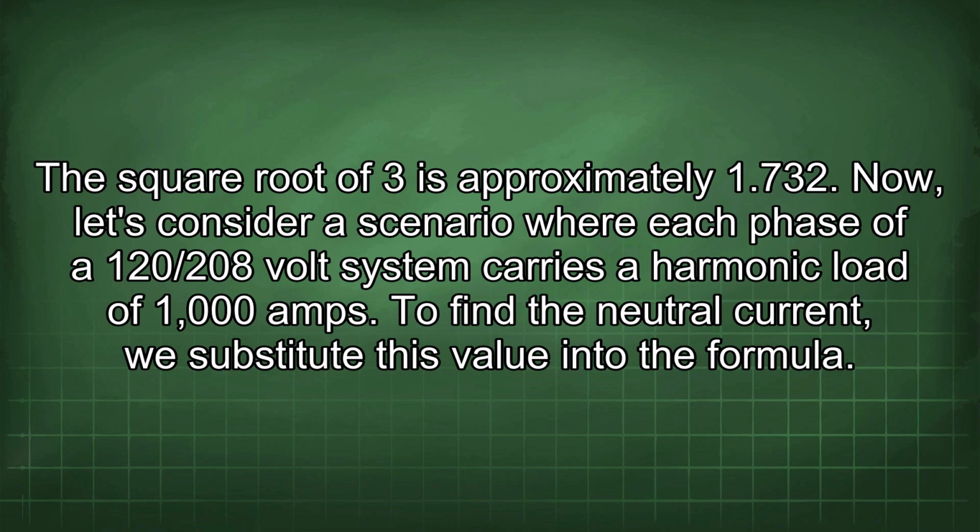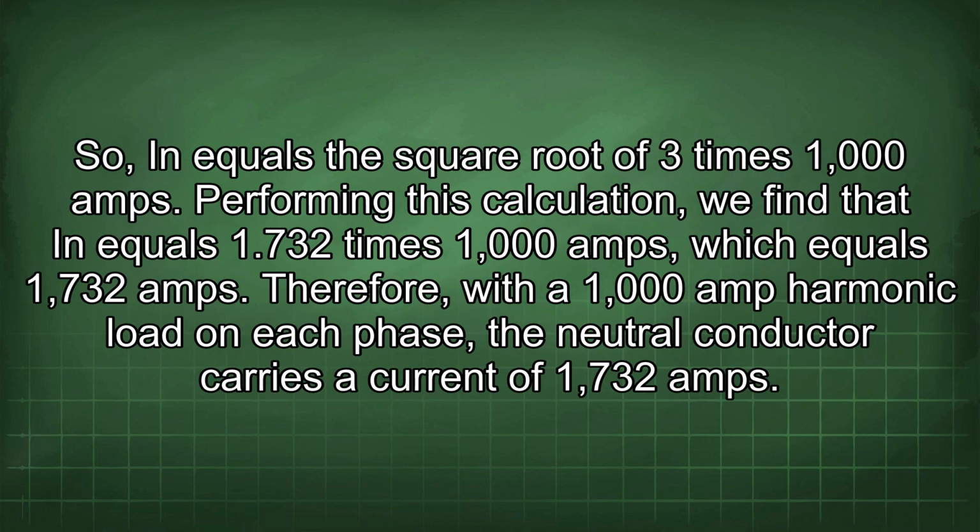Now, let's consider a scenario where each phase of a 120/208 volt system carries a harmonic load of 1000 amps. To find the neutral current, we substitute this value into the formula. So, N equals the square root of 3 times 1000 amps. Performing this calculation, we find that N equals 1.732 times 1000 amps, which equals 1732 amps. Therefore, with a 1000 amp harmonic load on each phase, the neutral conductor carries a current of 1732 amps.